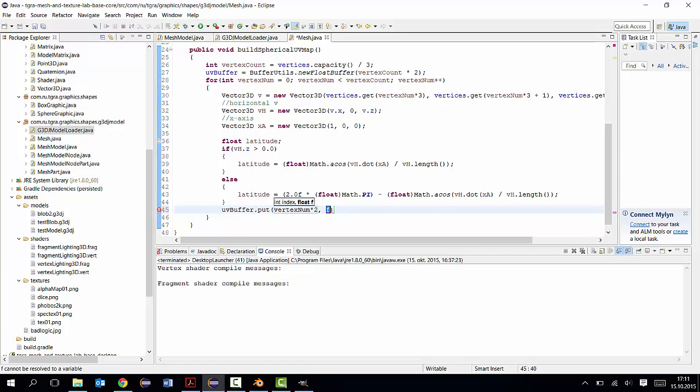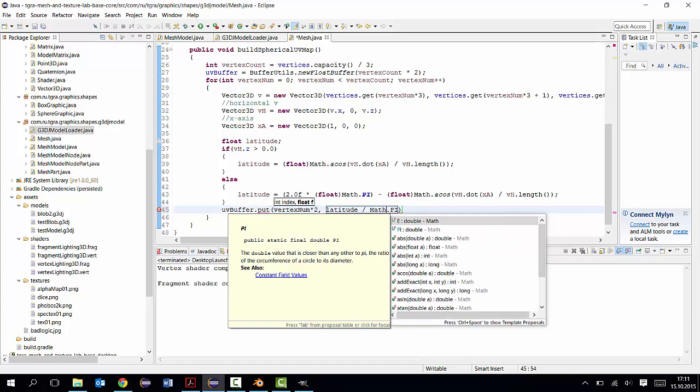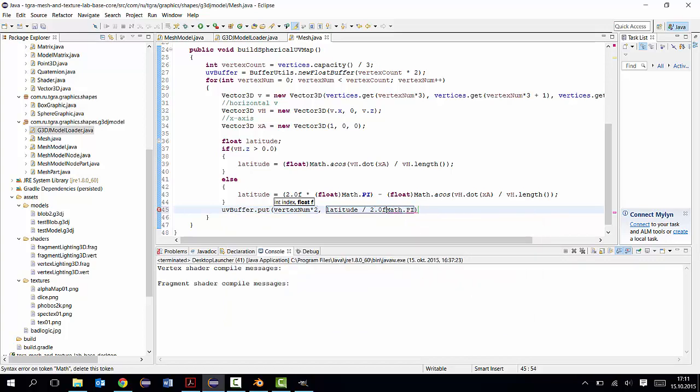will be latitude, which is a number from 0 to 2 pi, so from 0 to 360 degrees, and we need to divide that by, actually by 2 pi. 2 times this. This will be inside like so. Okay, so into this part of the UV buffer we need to put this number, which should be a number between 0 and 1. Since the latitude is somewhere between 0 and this number, dividing it by this number should give us a number between 0 and 1.